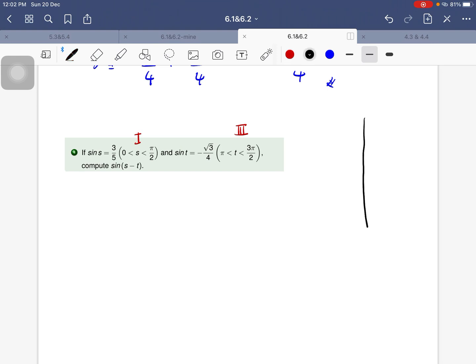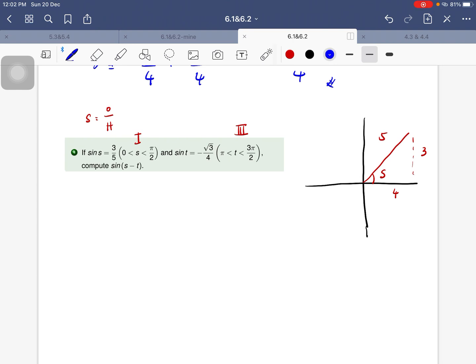Okay, so now what I'm going to do is sketch this in the respective quadrants 1 and 3. In the first quadrant I have S, so let's say this is going to be our S somewhere over here. Sine is given by opposite over hypotenuse. So the opposite value is going to be 3, the hypotenuse value is going to be 5. If you use the theorem of Pythagoras, you'll be able to figure out this is going to be a value of 4. So that is for the S angle.